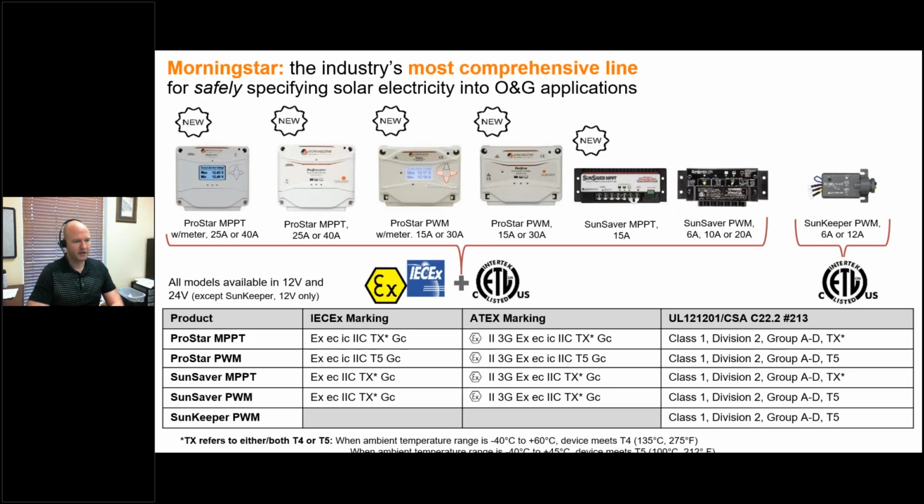So this is a good overall slide that gives an example of the complete line, the ProStar MPPTs, the ProStar PWMs, the Sunsaver family I just discussed, and the Sunkeeper. And this covers the certifications that they have. You can see below there's the specific details of the zone and gas and class ratings for each of the products, whether it be IECEx or ATEX, and then of course our UL and CSA listings. So definitely a good reference for a lot of these products.